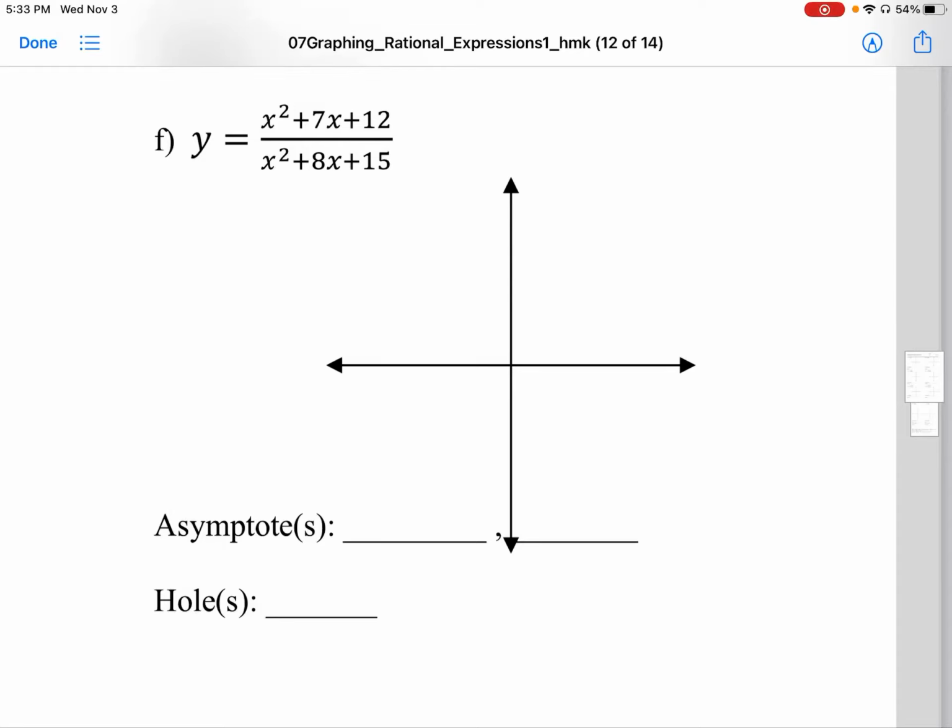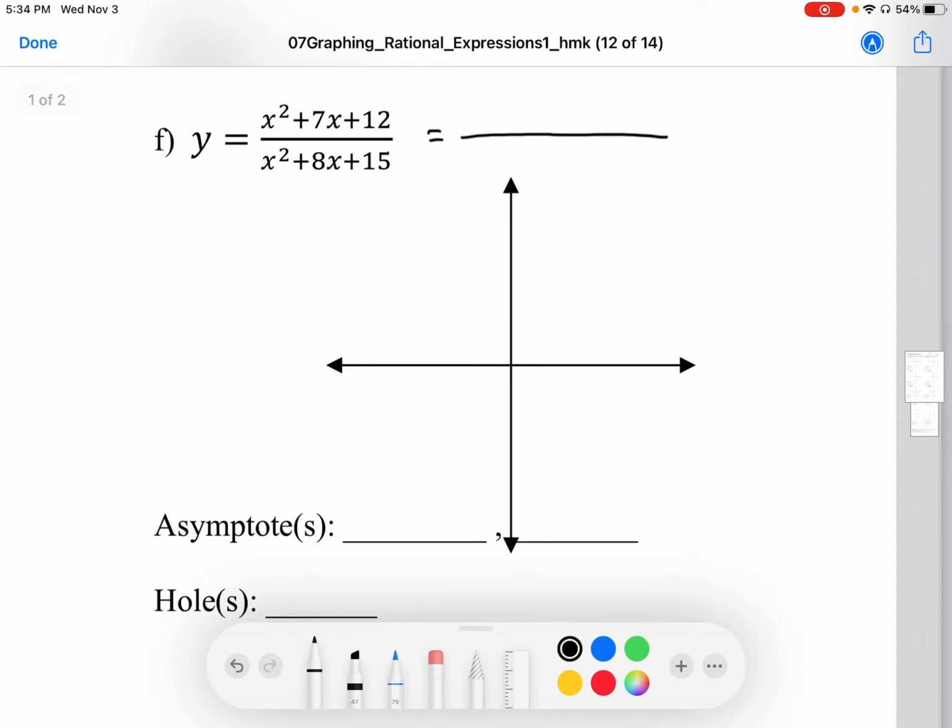In question F, we're going to graph this rational function. Now, there's lots of pieces to a rational function, and we only need to show specific ones to be able to graph this. So the very first thing we're going to do is factor. I'm going to factor the numerator, so it factors into x plus 4, x plus 3, and factoring the denominator, we end up with x plus 5, x plus 3. So we want to establish the restrictions.